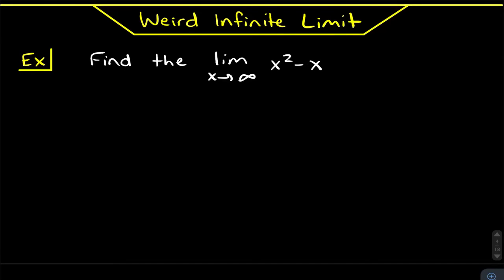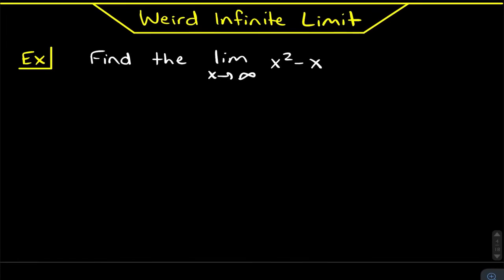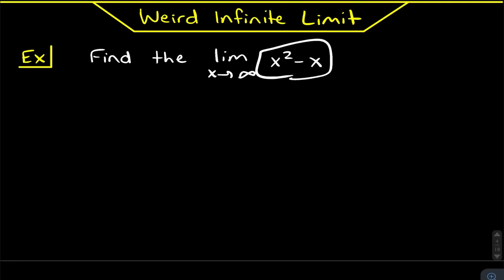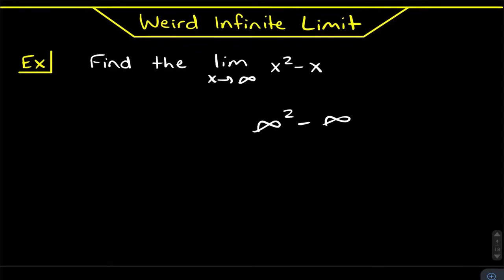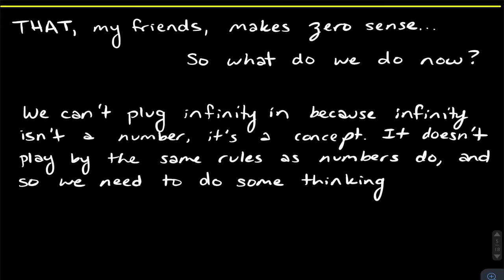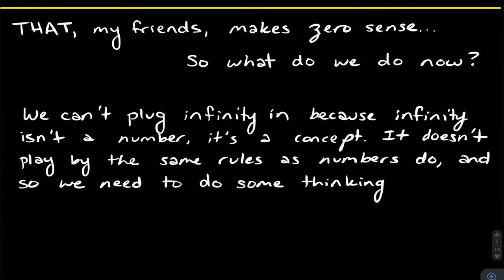This is a weird infinite limit. If you just plug in infinity, you have the limit as x approaches infinity of x squared minus x. If you just plug in infinity here, you'd get infinity squared minus infinity. And really, infinity squared would still be infinity, right? And then you get infinity minus infinity. And what the heck is that? This entire thing just doesn't really make much sense. Infinity minus infinity, what? And so what I have written down here, my friends, makes zero sense.